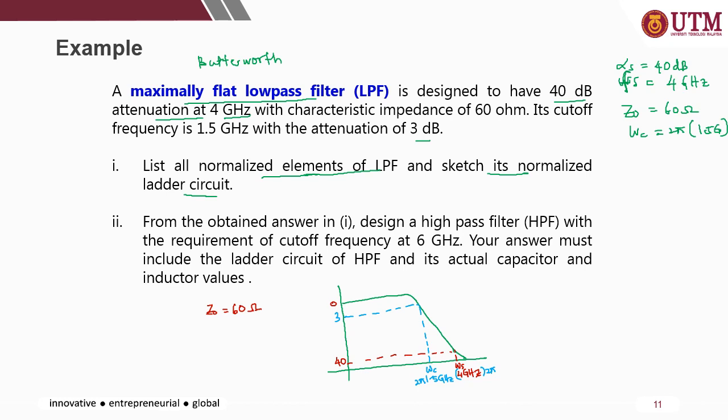Next, the second one: from the answer obtained in 1, you'll use whatever configuration you have in 1 to design a high pass filter with a cutoff frequency omega c for this high pass filter of 6 GHz times 2 pi, because it's omega. Then you need to include the ladder circuit, the normalized circuit of the high pass filter, and also the actual one.